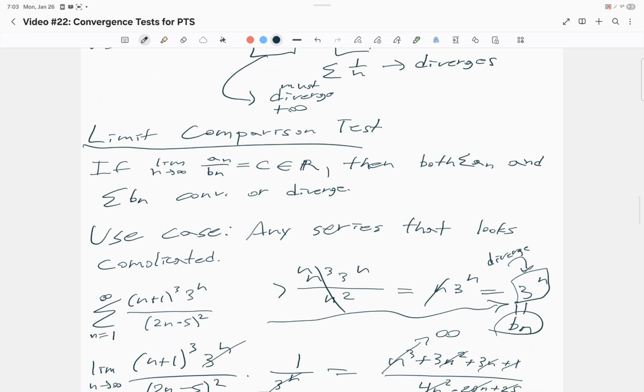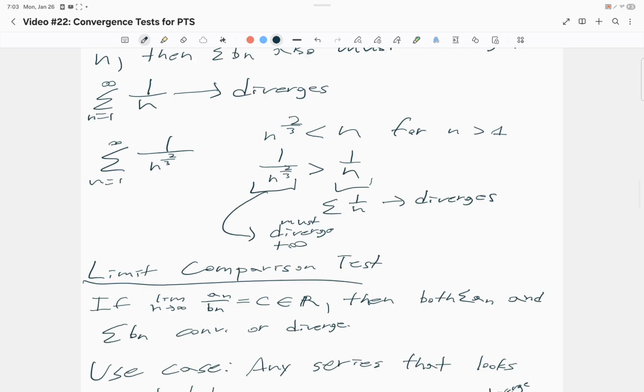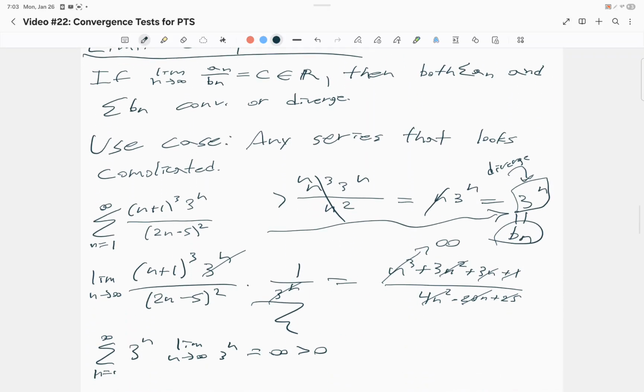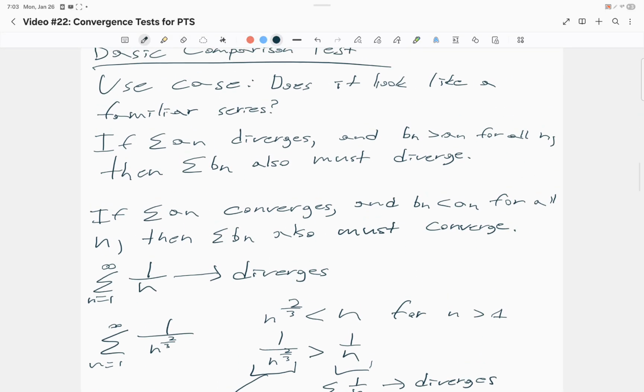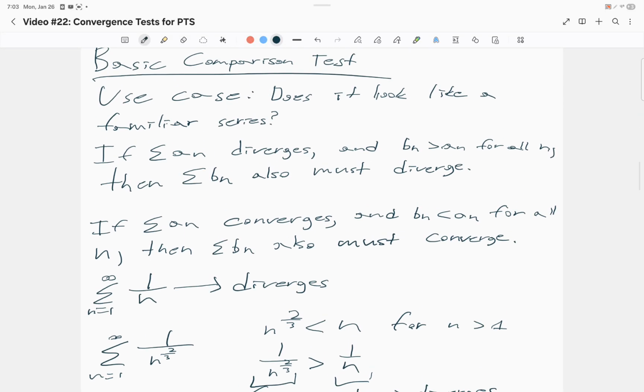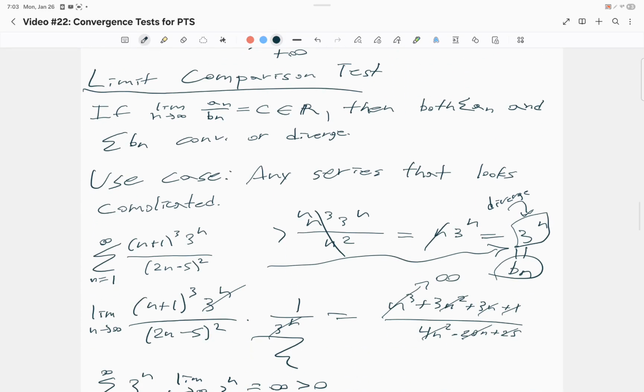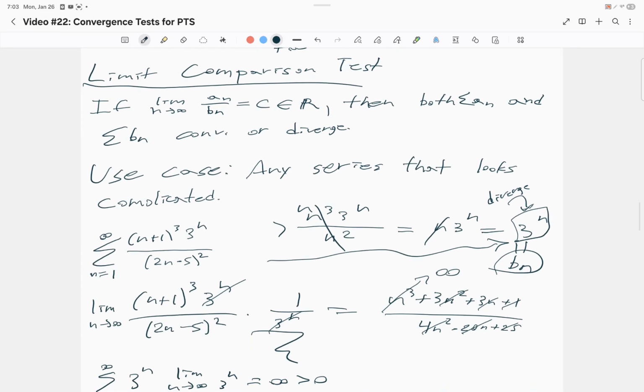For the limit comparison test, you're presented with a series that you're just staring at, thinking, I can't compare this to anything, so I can't use the basic comparison test. It looks absolutely horrible to take the integral of, so I can't use the integral test. I want to give up and go home. That's when you would use the limit comparison test, because you have a lot of complicated, very unsightly things to work with.